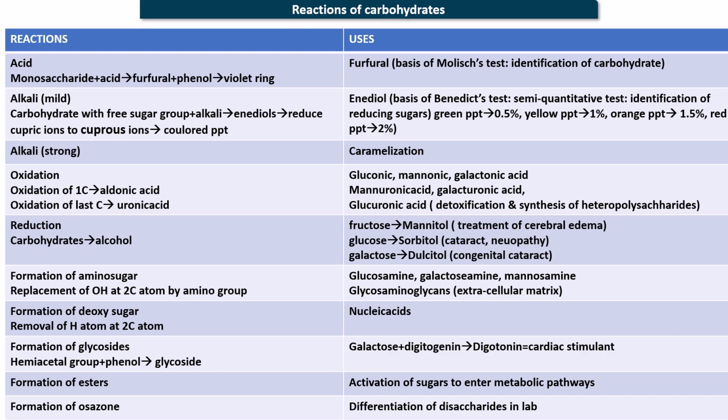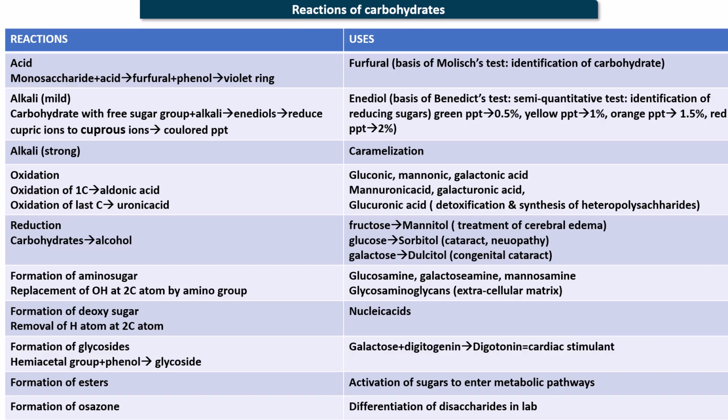Reactions of carbohydrates. Monosaccharides react with acid to form furfural, and these furfurals in turn condense with phenol to form a violet ring. This is the basis of Molisch's test, which is mainly used for identification of carbohydrates and is a general test for carbohydrates used in the lab.